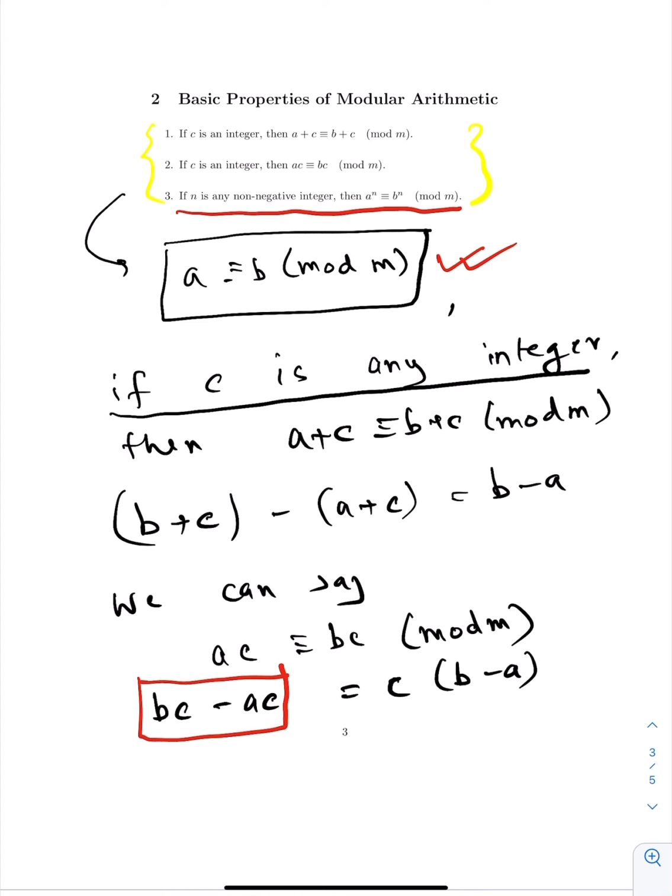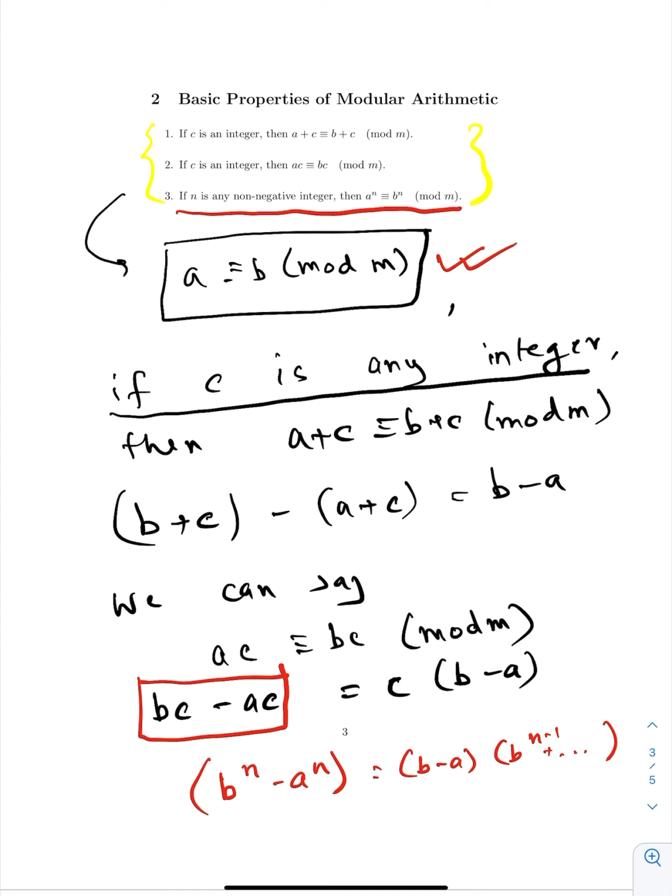And it's also easy to see, because if I try to do b to the power n minus a to the power n, then we all know that one of the factors of this is b minus a. Since we know that a is congruent to b modulo m, b minus a is already divisible by m, and so b to the power n minus a to the power n will also be divisible by m.